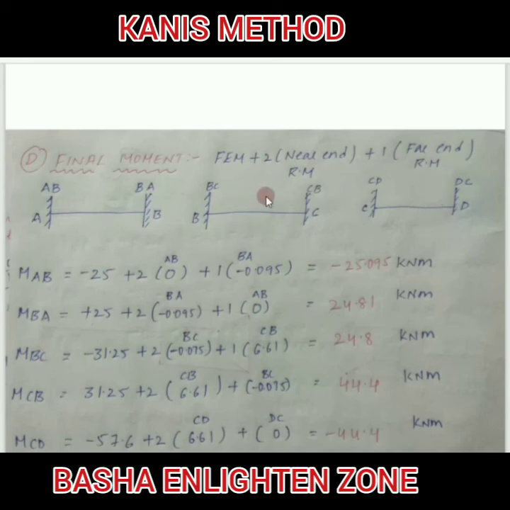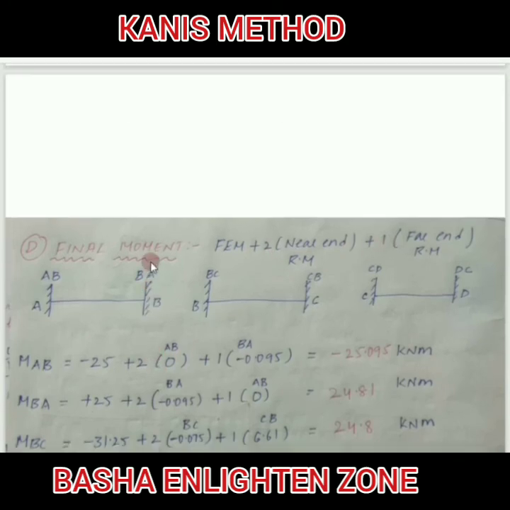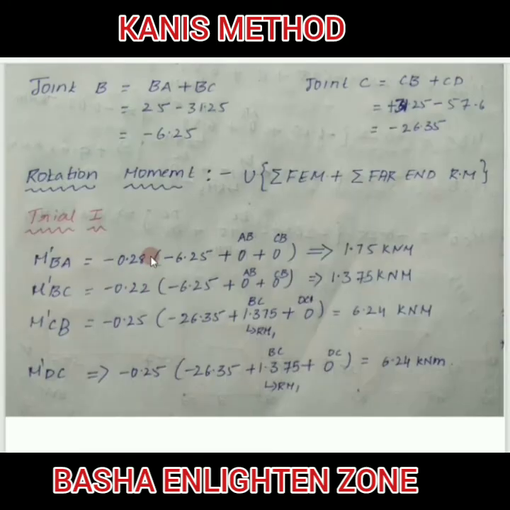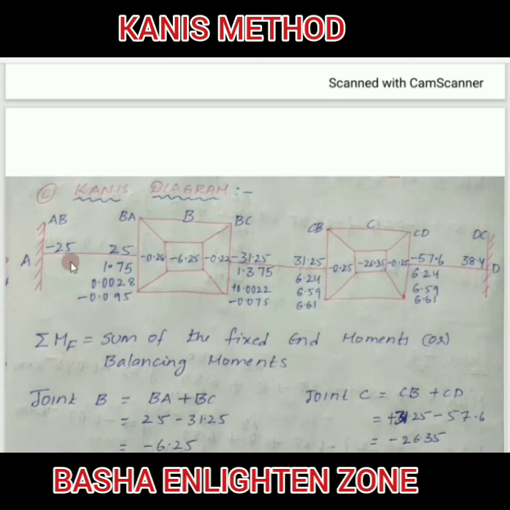So see here, I know the formula and I know the procedure. I am just applying the values in the formula, and you will get the moment value. So MAB equals the fixed moment. I am writing the fixed moment for MAB equal to minus 25, plus what is the formula, 2 into its near end rotation moment. So see here in the table, there is no rotation moment here in the AB.